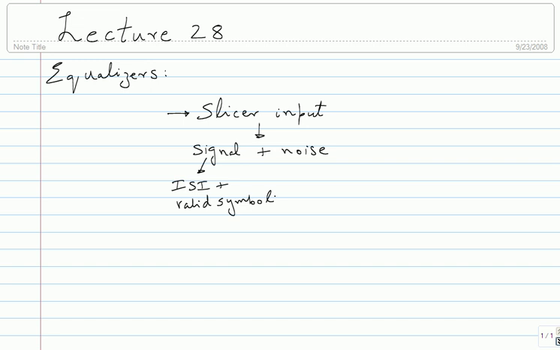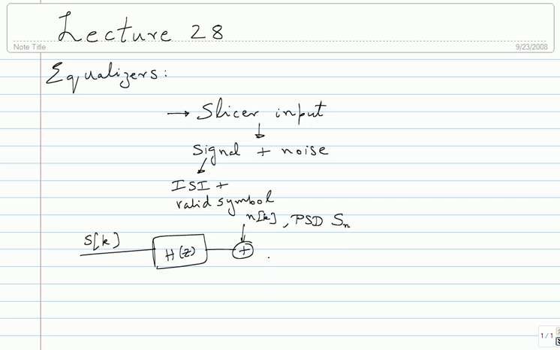So the first idea is to do what's called zero forcing. Before all that, the first thing is to decide what kind of processing you want to do. One processing that immediately suggests itself is filtering. So you're getting symbol rate samples. Our general model was S_k going through some H(z) and noise getting added. The noise PSD we assumed is some S_n. And then what you do with the z_k is the question. So the first model is to put some filter there. That seems like the most obvious thing to do.